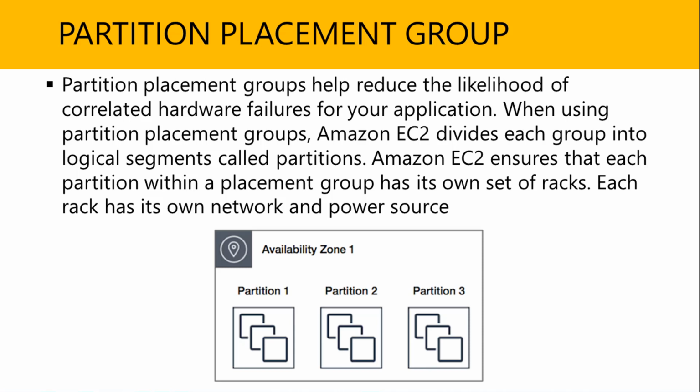The partition placement group can also, by the way, have partitions in multiple availability zones in the same region. So they're not limited to just a single AZ, but you can have multiple AZs. This type of group can basically have a maximum of, let's say, 7 partitions per availability zone. And they also offer visibility into partitions.